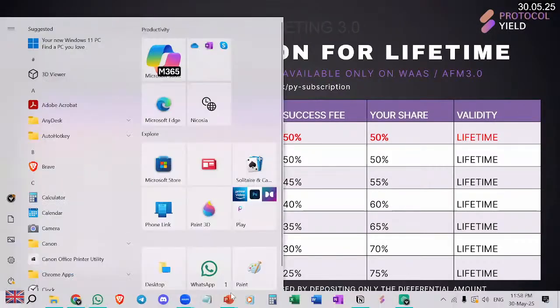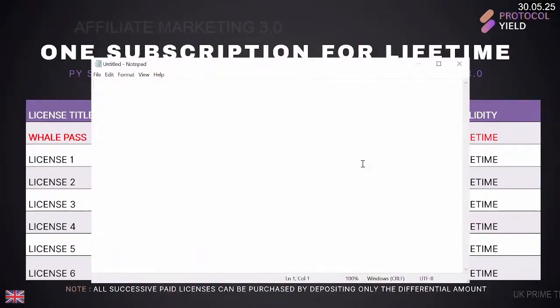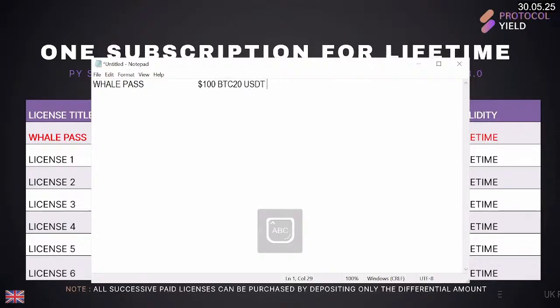Now, most of people have purchased whale passes, right? This whale pass was from $100 BTC20 USDT. So this was our boomerang refund, right? And this has an AUM of $500, right? And validity lifetime. Success fee 50%, of course.